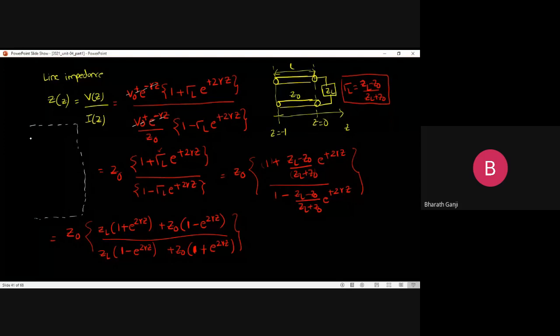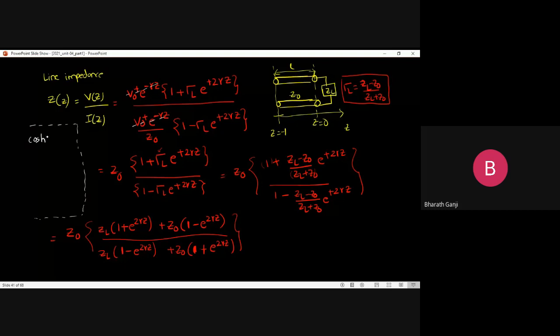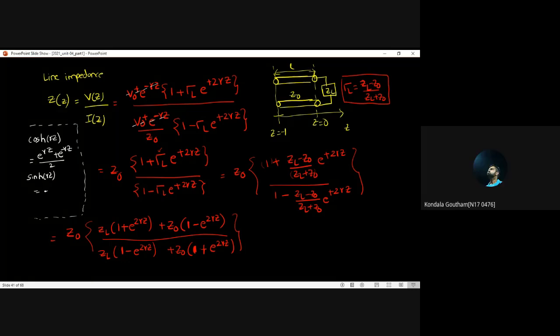What is cos hyperbolic gamma z? Can you write it in exponentials? Sir, e power gamma z plus e power minus gamma z. Very good, e power gamma z plus e power minus gamma z by 2. And what is sinh gamma z? Sir, e power gamma z minus e power minus gamma z by 2. Okay, you get a minus.